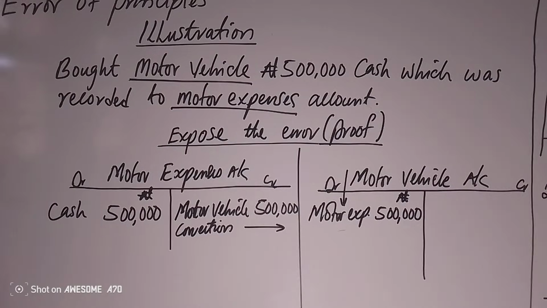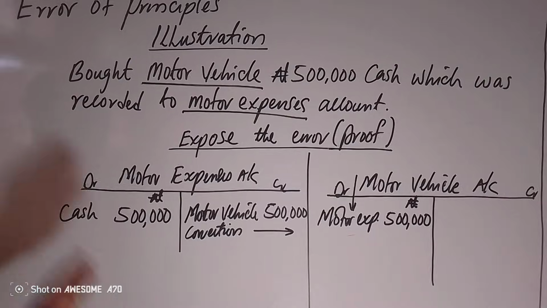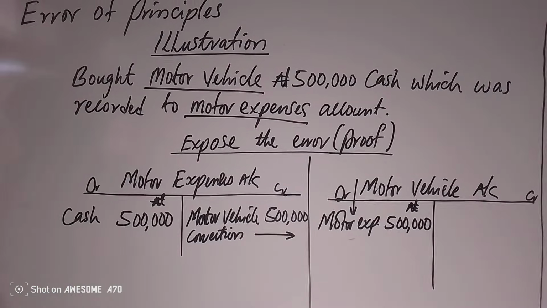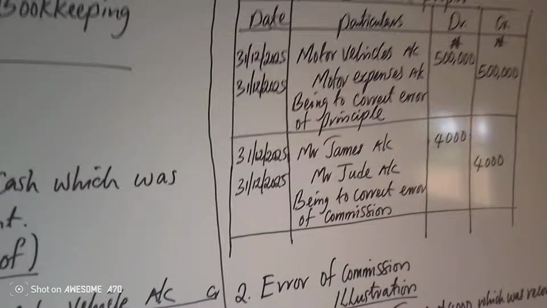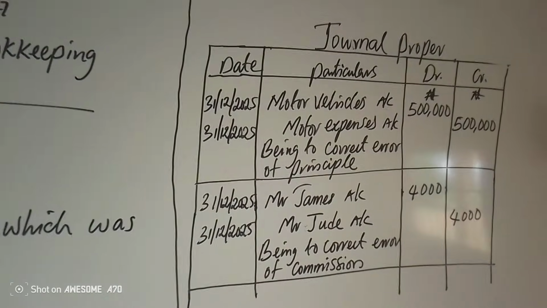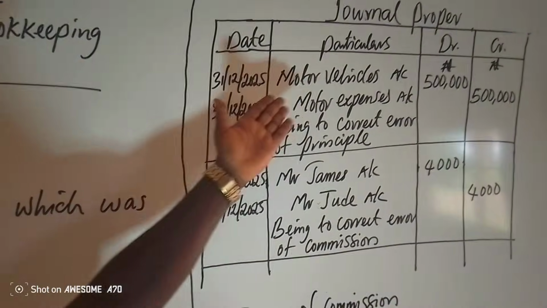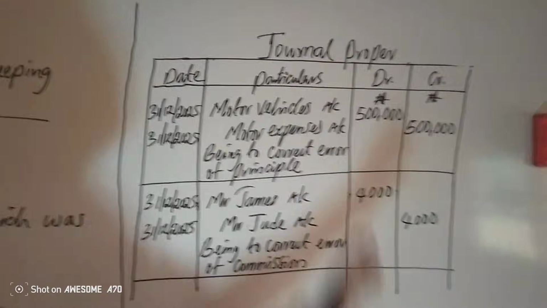On a good day, all these demonstrations or proofs here are not needed. When an error is to be corrected, you go to the journal proper and correct the error. But the proof here is that if an error is corrected using the journal proper, there must be a proof, because most learners might not understand why motor vehicle is debited and motor expenses is credited in the journal proper.